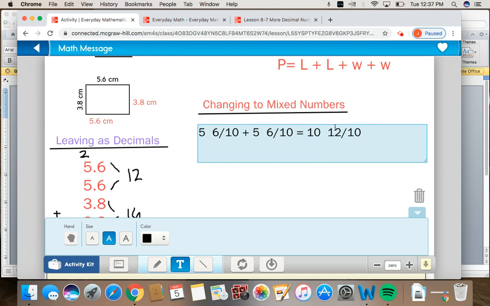But I don't want to leave it as 10 and 12 tenths because my 12 tenths is an improper fraction. I have more than the whole. The whole would be 10 tenths. So I'm going to change this.